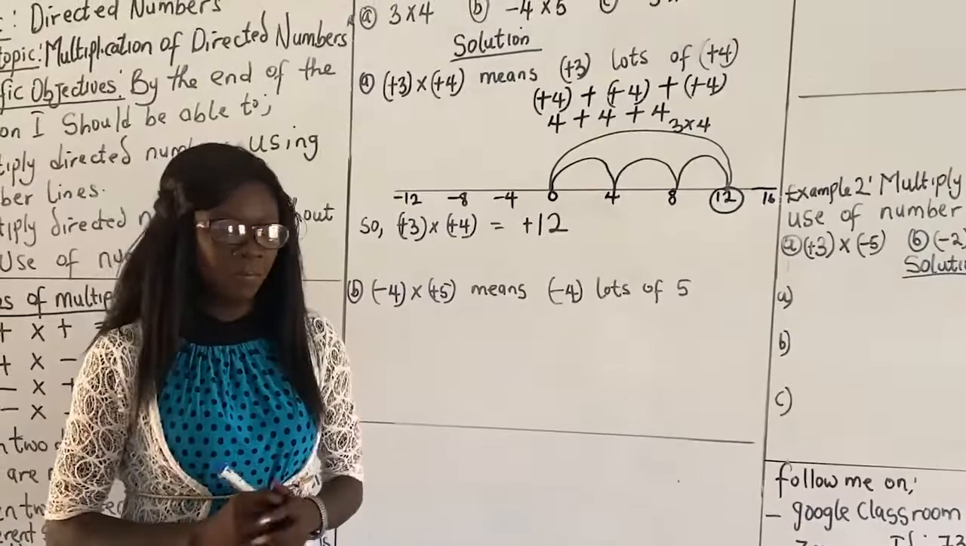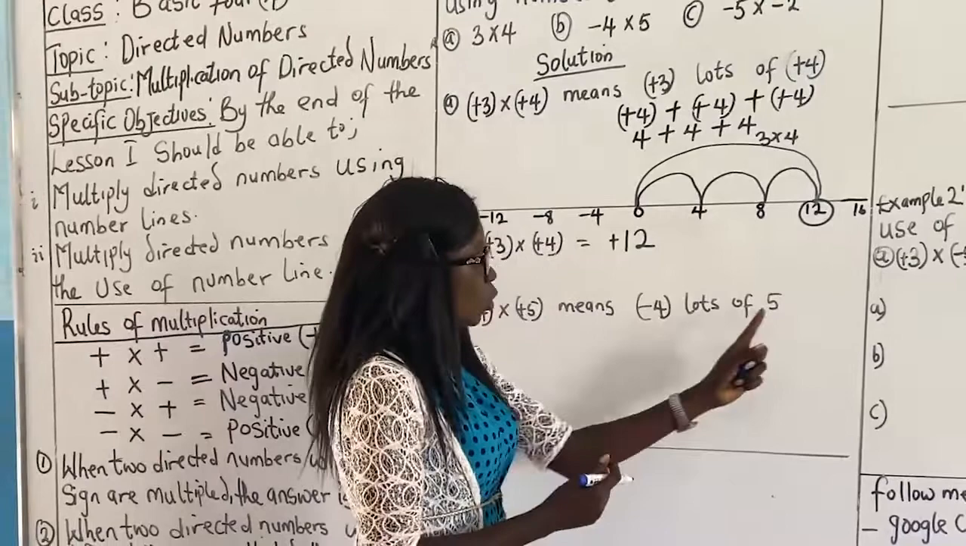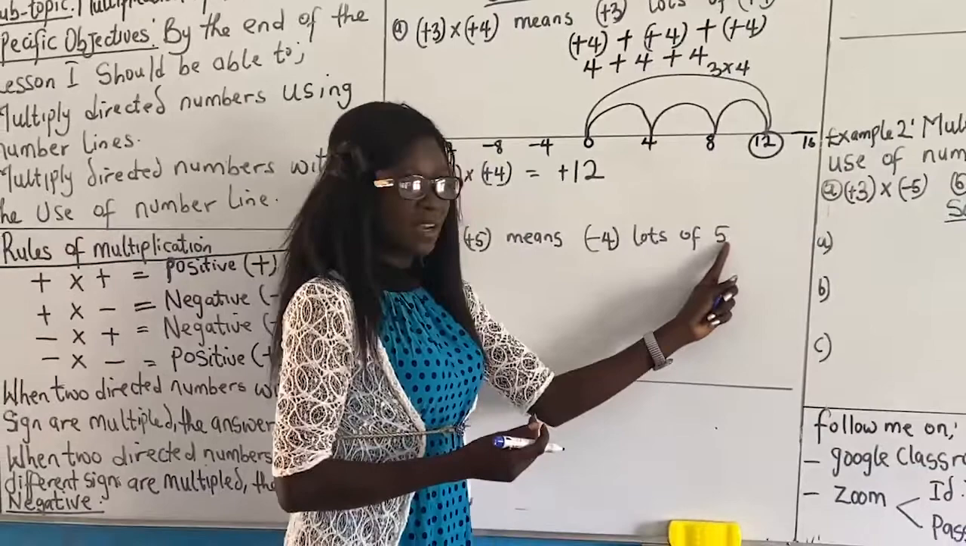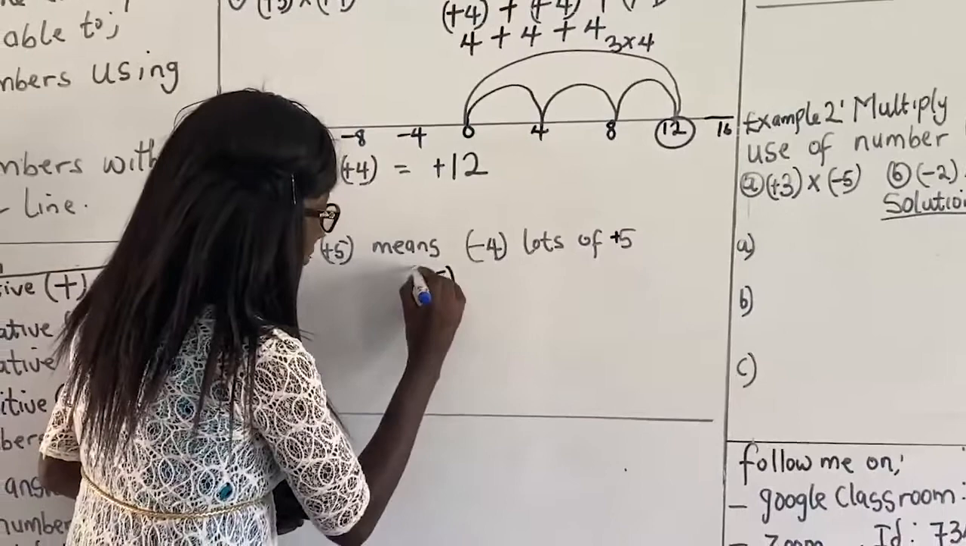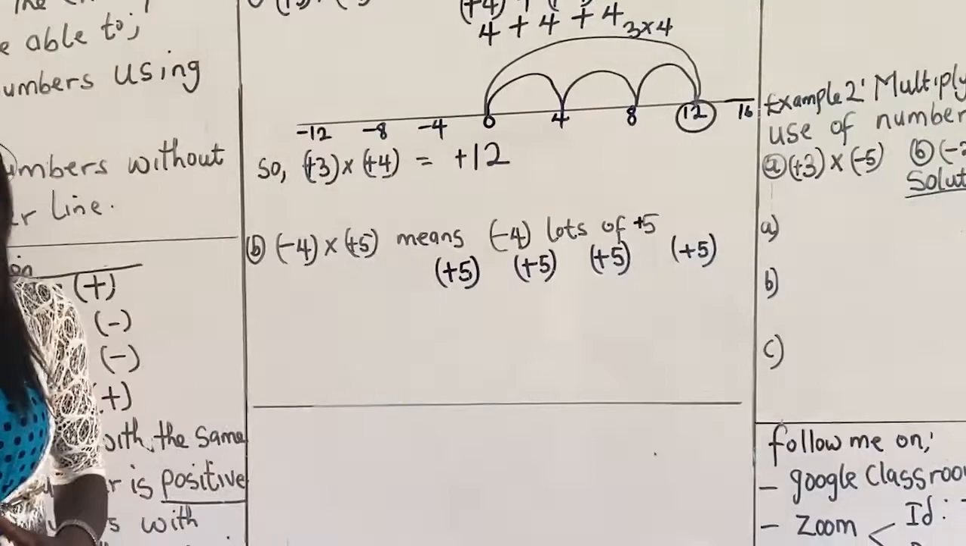So now, -4 times +5, it means what? -4 lots of what? Of 5. Meaning that we're going to have 5, how many times? 4 times. You see this one, we have what? 4, how many times? 3 times. So here we're going to have 5, how many times? 5 times. Okay? So here I have positive what? 5, okay? So I'm going to have this positive 5, this is 1, this is 2, this is 3, and this is what? 4.